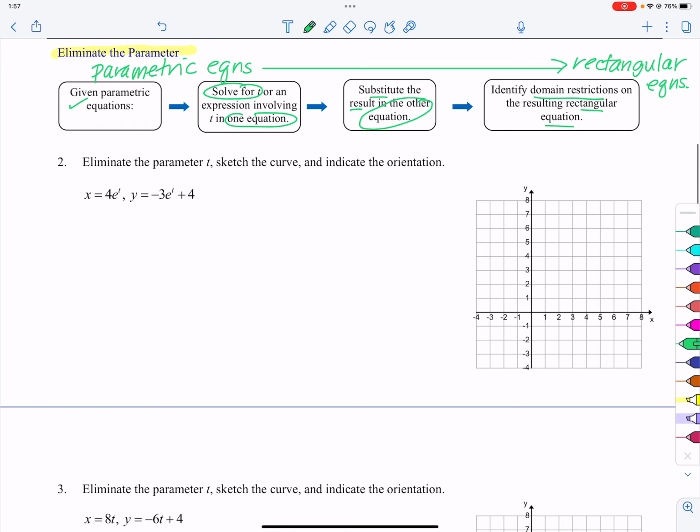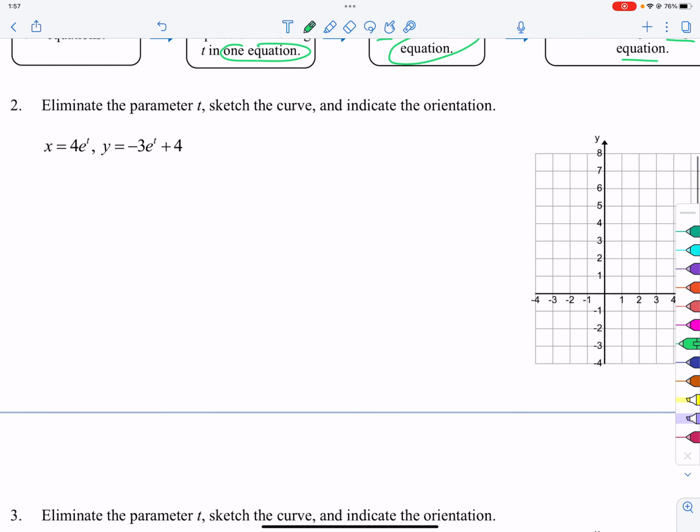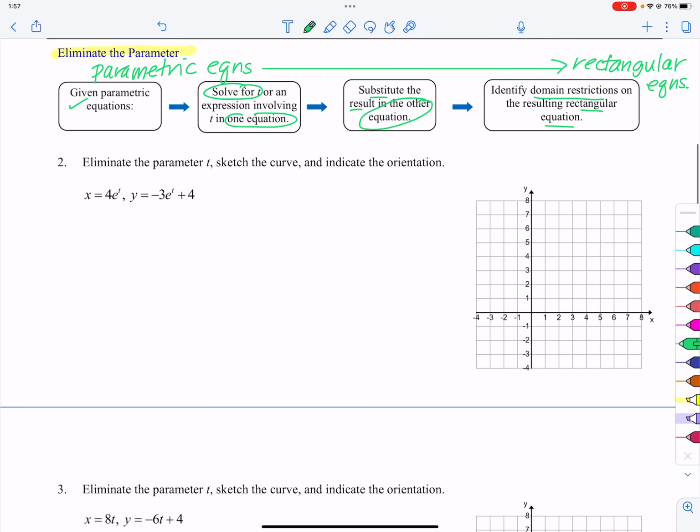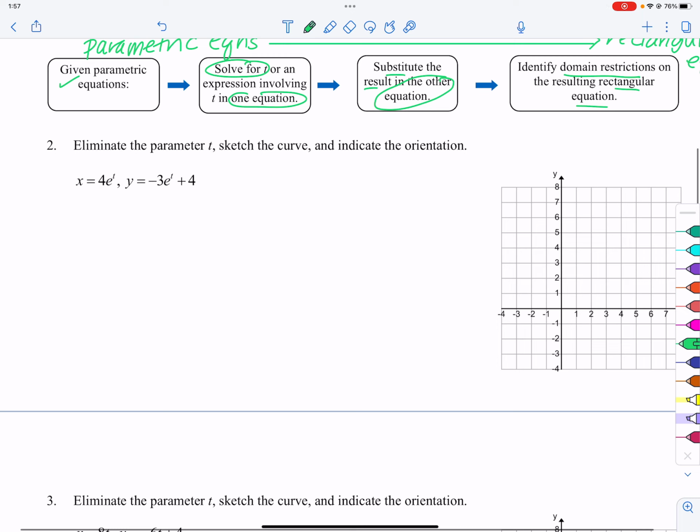Okay, let's give it a try. Let's start with number 2: eliminate the parameter t, and then sketch the curve. Okay, and we'll see what we have. So what I would like to first do is divide both sides of this equation by 4. So I would have x over 4 equals e to the t.